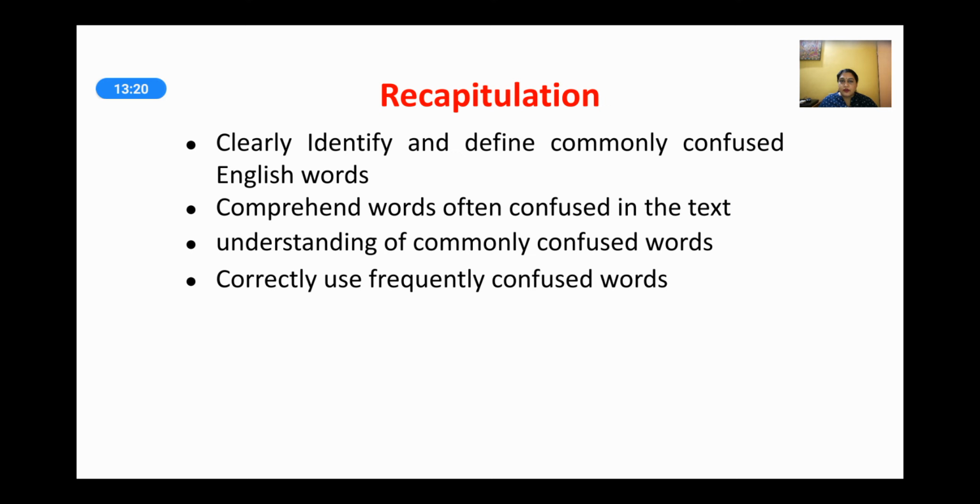Let us try to recapitulate what we learned in the course of this session. We were clearly able to identify and define commonly used English words, and I'm sure we were also able to comprehend, that is, understand words often confused in the text. I'm sure by now we are able to correctly use frequently confused words. Of course, the list that I showed in the presentation is not a definite list. The list is endless. Again and again, when you come across confusing words, do look it up in the dictionary or in the Google search engine, and I'm sure you'll be able to make the distinction.